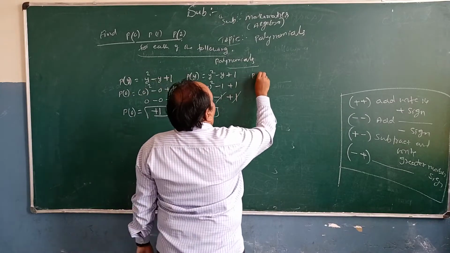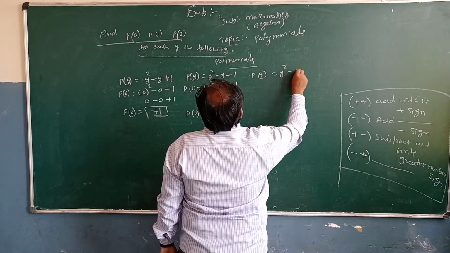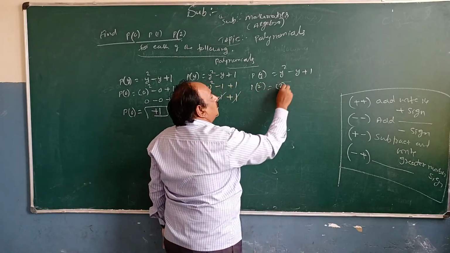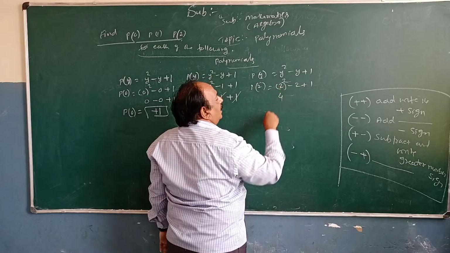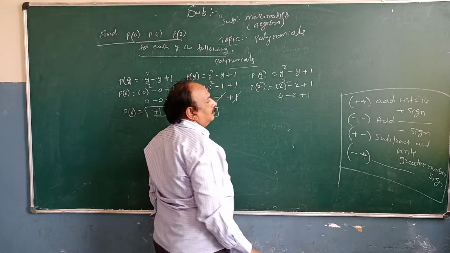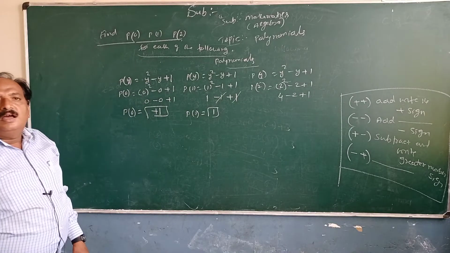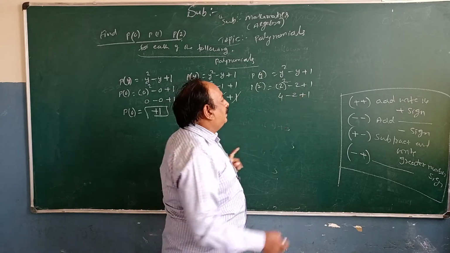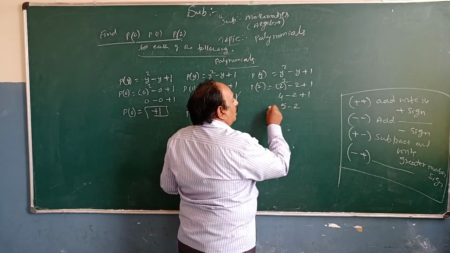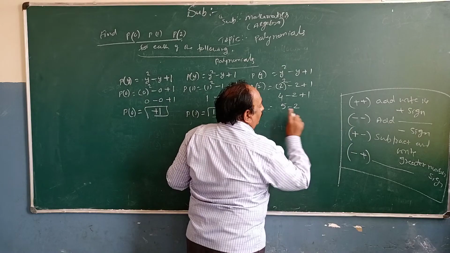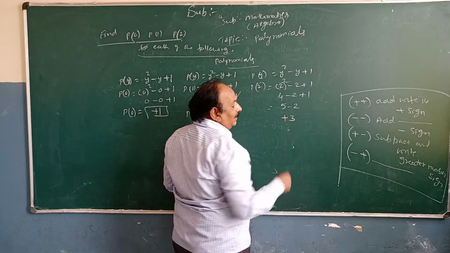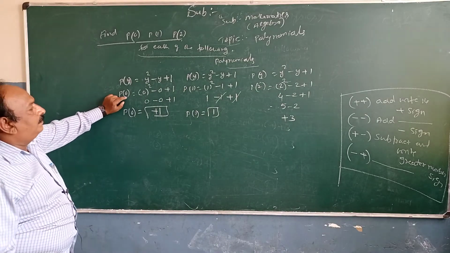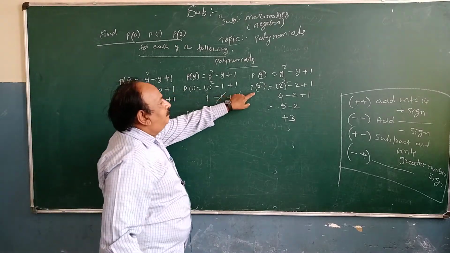Next one is P of y is equal to y square minus y plus 1. P of 2 is equal to 2 square minus 2 plus 1. 2 2s are 4 minus 2 plus 1. Take like numbers, the plus numbers, on one side. Plus 4 plus 1, 5 minus 2. One is plus, another is minus. Subtract 5 minus 2, 3. Greater number is plus, so 3. See? This is P of 0, P of 1 and P of 2.